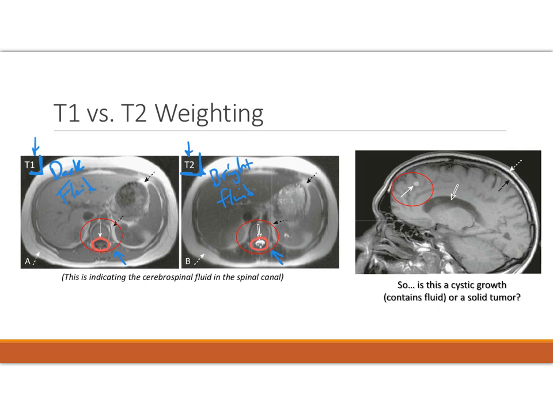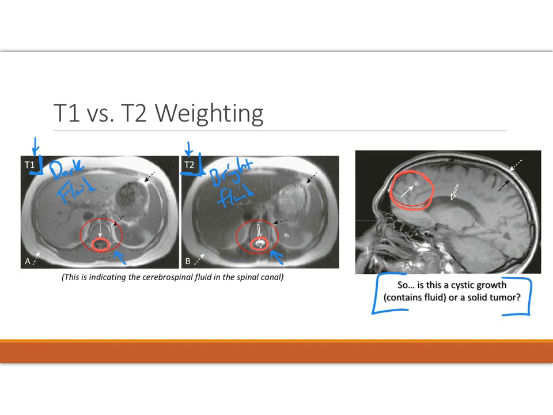Again, why do we need to use this stuff? So check out this picture on the right. Circled in red here, I've got a pathology, a problem in the brain, right? A growth. And the question becomes, is that a growth that's solid, which would indicate probably some kind of tumor or cancer? Or is that a growth that has fluid inside, which would be not quite as concerning as cancer?